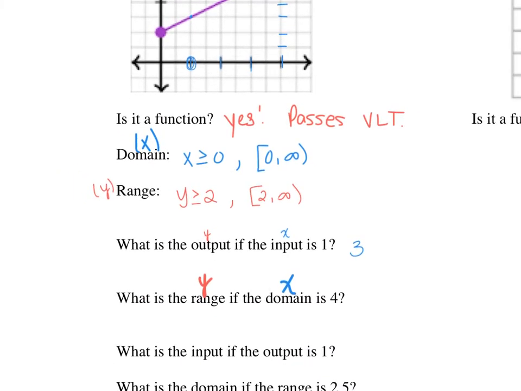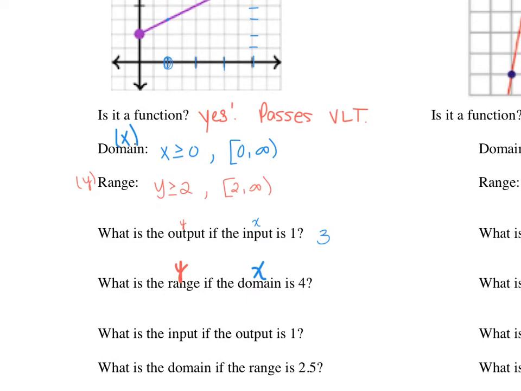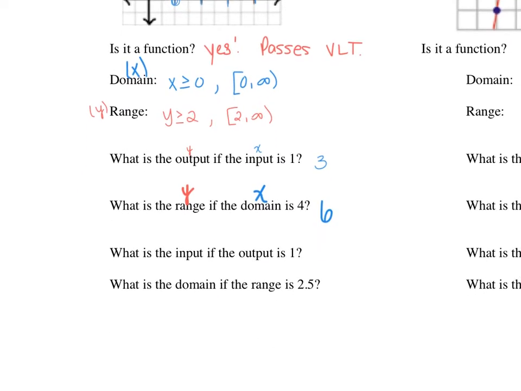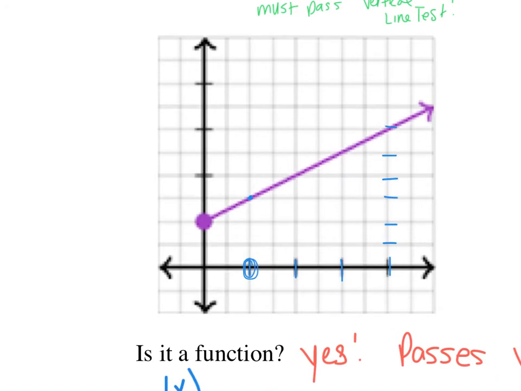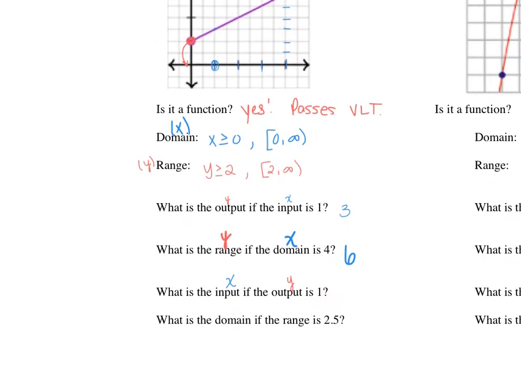So my range is 6. What is the input if the output's 1? So in this question, I want to find out my input, which is x, when y is 1. So I'm going to go backwards. I go to y equals 1, right here, and I have to ask myself what my input is. Well, if I look, my input's 0, because I'm plugging in 0 to get 1.